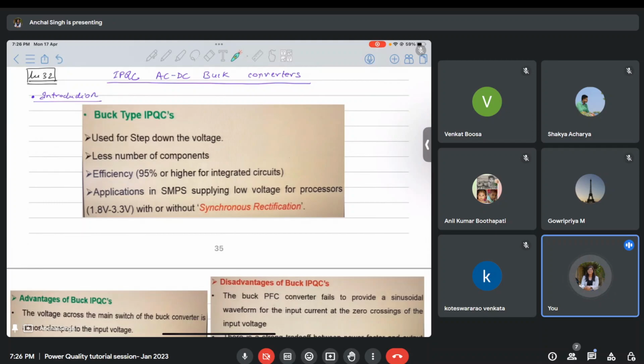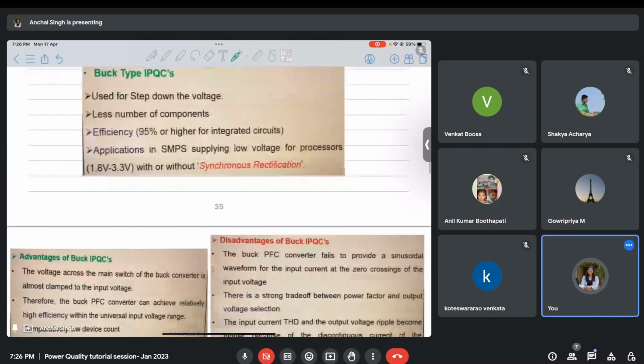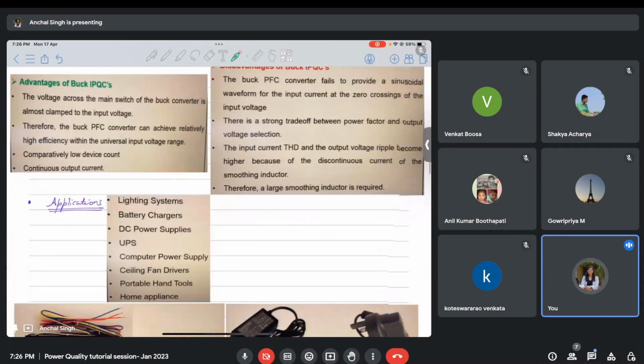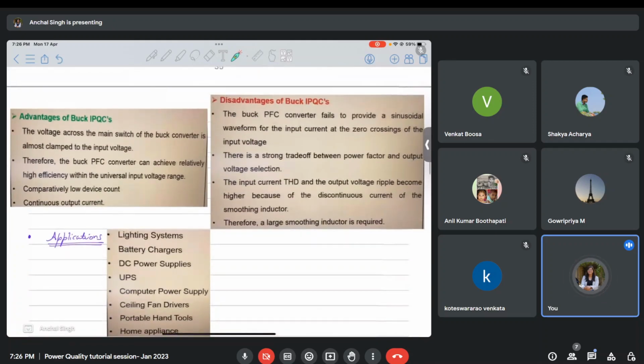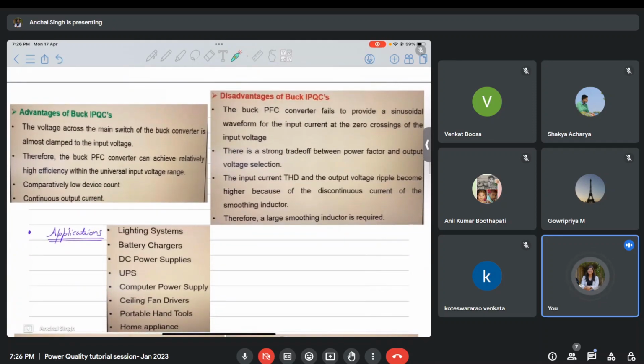Okay, then a similar analysis was given. So far we discussed IPQC AC to DC boost converters. Now the same analysis was given for IPQC AC to DC buck converters. In the buck converter category, we know that they step down the voltage. There are advantages of buck IPQCs. The voltage across the main switch of the buck converter is almost clamped to the input voltage. Therefore, the buck PFC converter can achieve relatively high efficiency since the number of devices is only one, so the device count is low, and the output current is continuous.